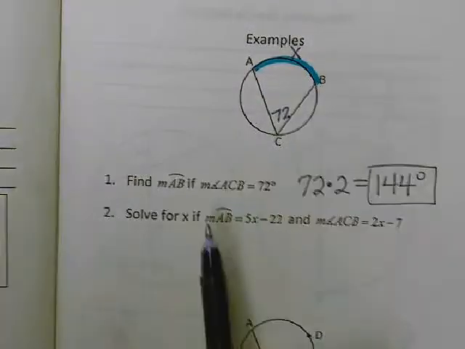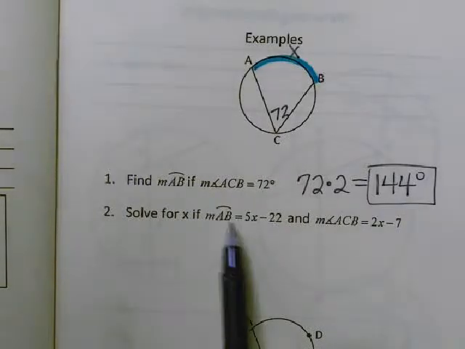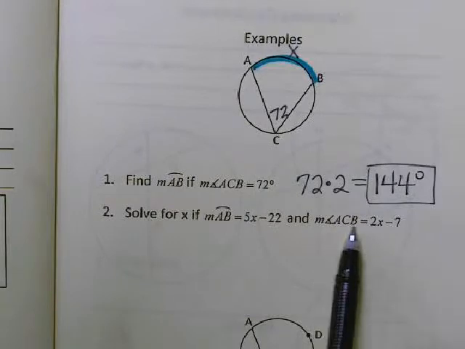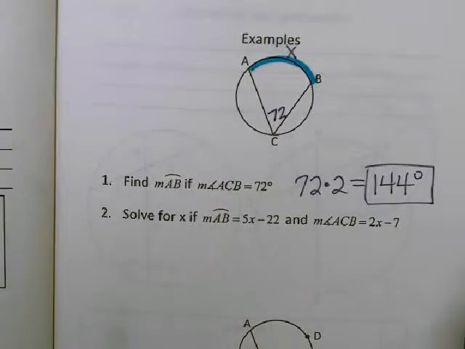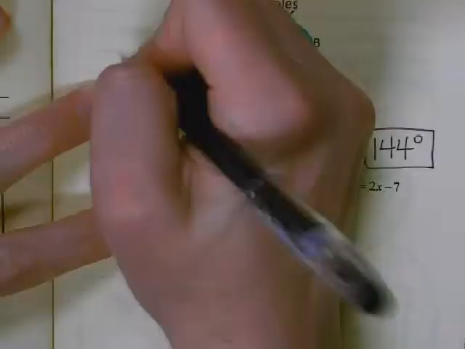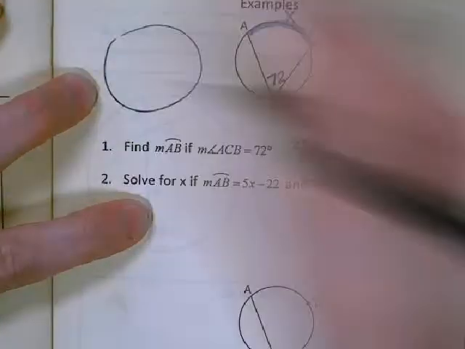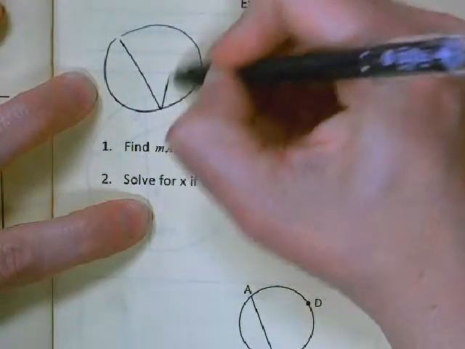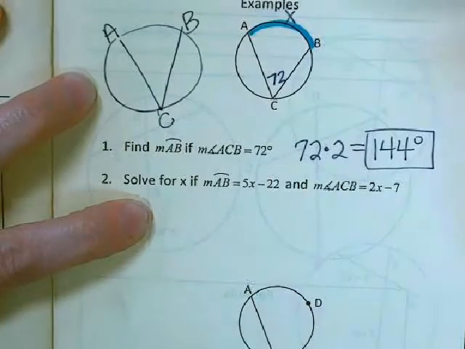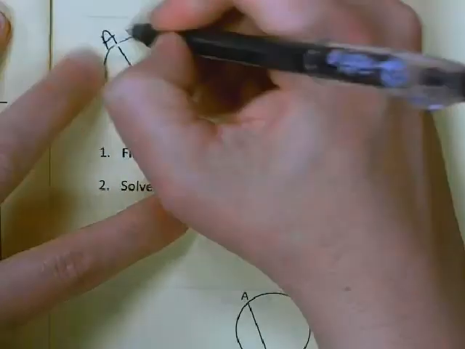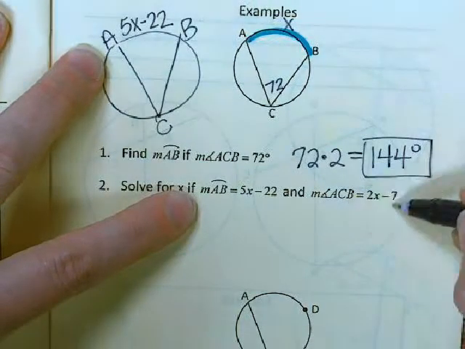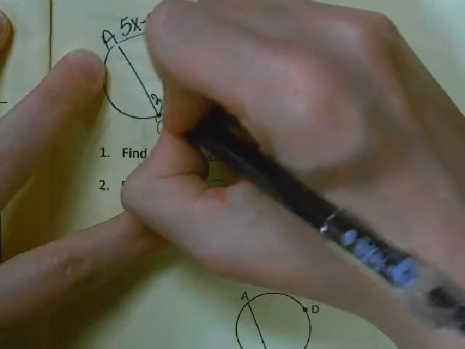The second question says, solve for x if the measure of arc AB equals 5x minus 22, and the measure of angle ACB equals 2x minus 7. And I said angle, but I meant to say arc there. So let's just draw a picture of it. I'm going to draw the same picture beside there so we can have those labels up here. So we've got A, B, and C. And it says arc AB is 5x minus 22, and angle ACB is 2x minus 7.